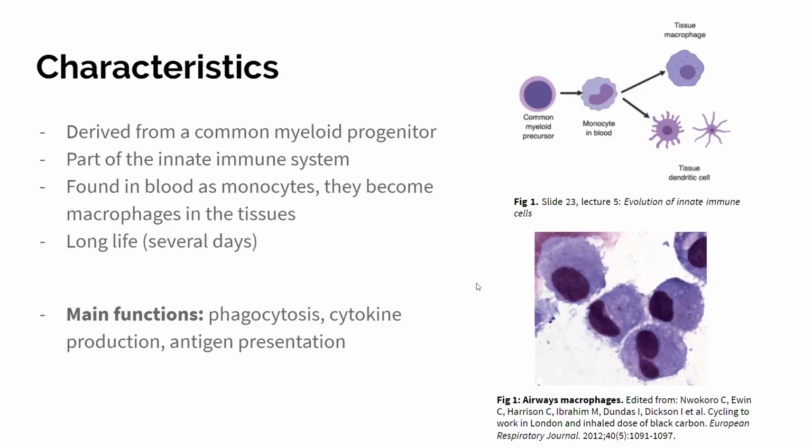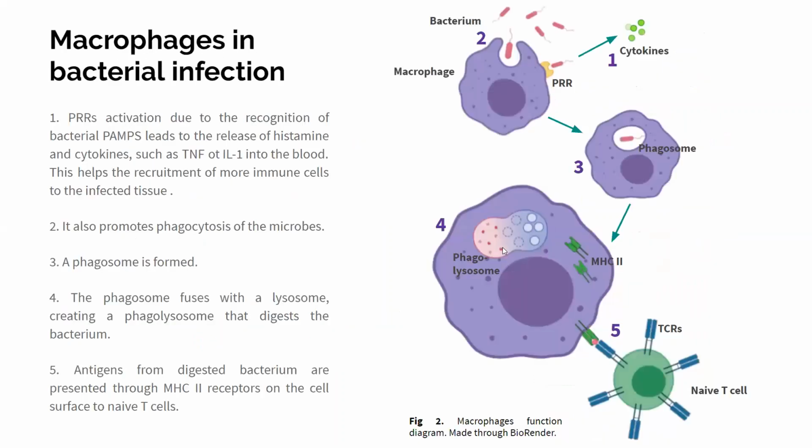And this is how they will look under a microscope. So, to explain how they work, I'm going to use a bacterial infection as an example. First, bacterial panels are recognized by PRRs, so they become activated and promote the release of histamine and cytokines like TNF or IL-1. And this will help the recruitment of other immune cells to the infected tissue.